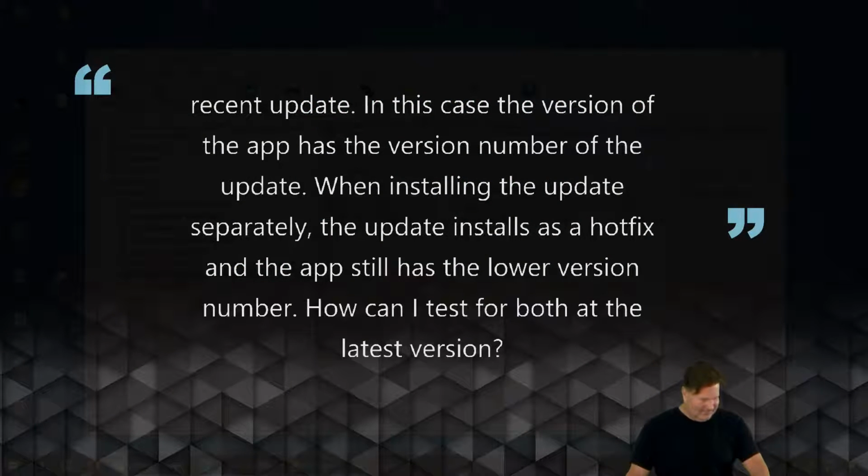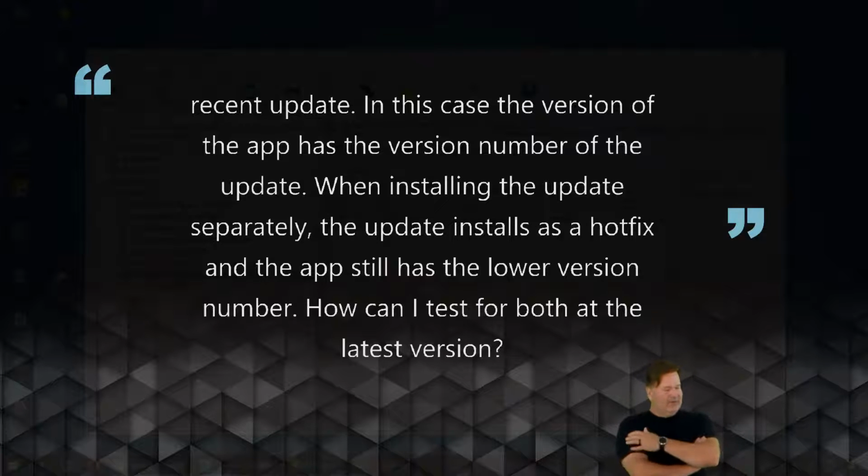I have a deployment that also installs a recent update. In this case, the version of the app has the version number of the update. When installing the update separately, the update installs as a hotfix and the app still has the lower version number. How can I test for both at the latest version? And that is from Thomas F. Thomas F. All right, leave that up a sec.